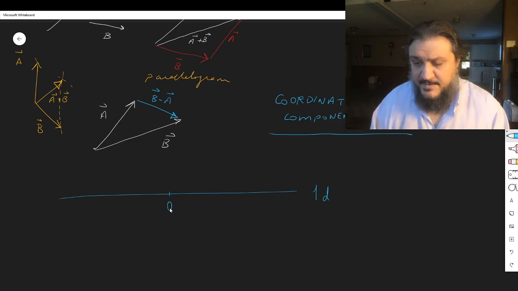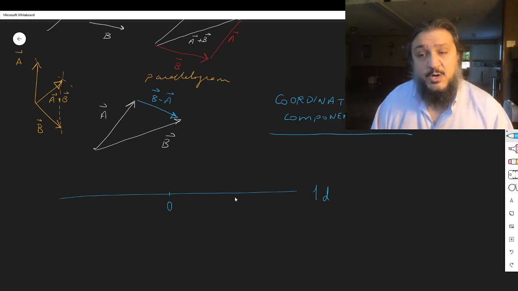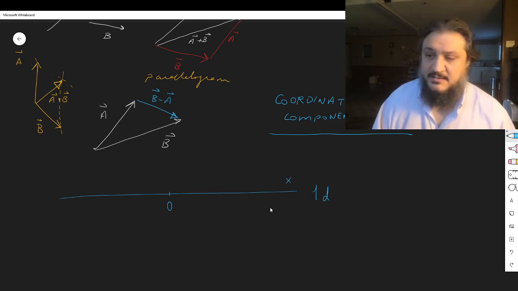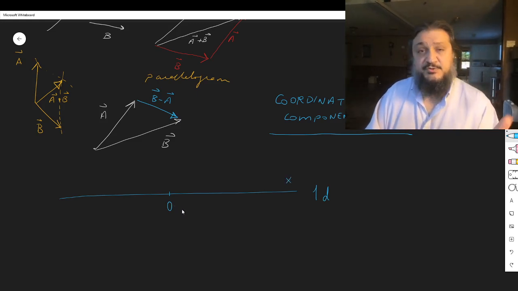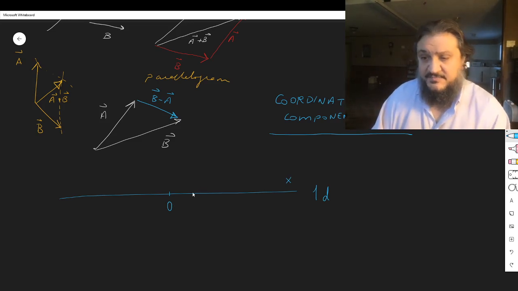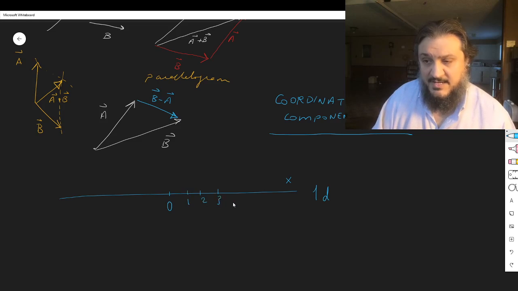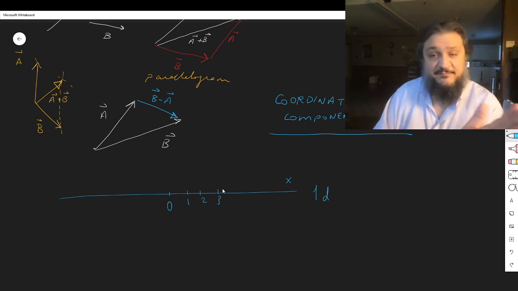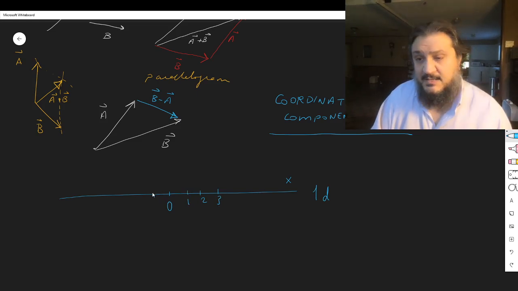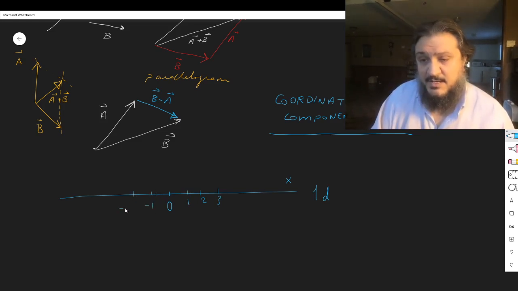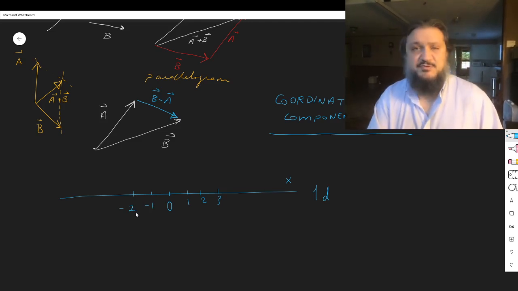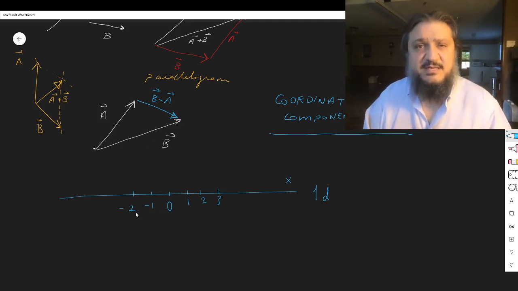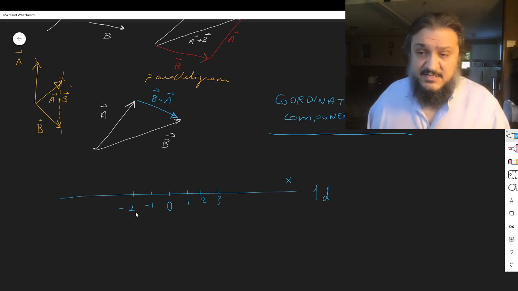And the numbers on this line will be your coordinates. I'm going to give this a name. I'm going to call this line the X line. And any number to the right of 0 will be a positive X, starting with 1, and then 2, and 3, etc. And if I pick a point to the left of 0, or origin, that would be the negative number, -1, -2, etc. Okay, so by coordinates, I mean this. These are just the numbers along that line, and which I name X.